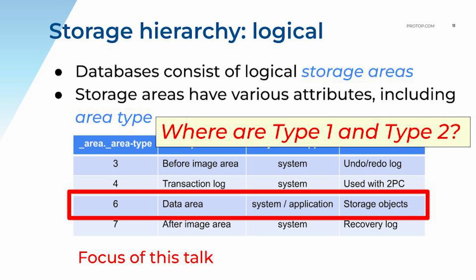So in the logical hierarchy of the database, we have storage areas, and every area has a variety of attributes, one of which is the area type. And we've got a table here of the 4 area types in the database. So type 3 is the BI area, so that's the database's undo redo log. Type 4 you probably won't have is the transaction log. It's only in your database if you use two-phase commit.